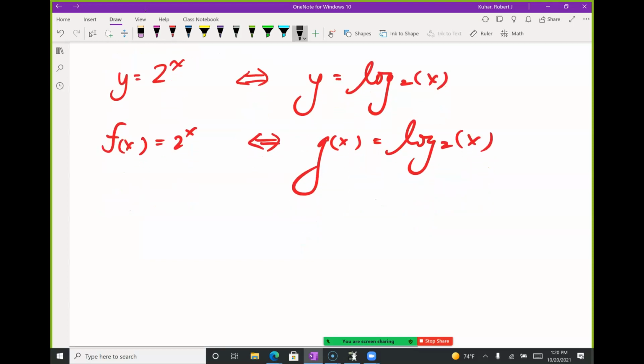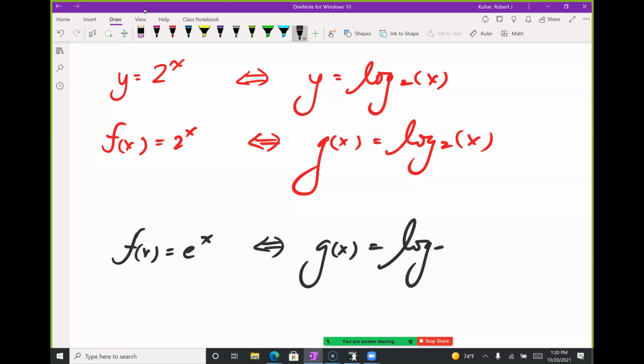But if I have f of x is e to the x, then we're saying g of x is log base e of x, but we don't write that. It's such a special number that we just write this one as ln of x, the natural log of x. And if you look at your calculator, you'll see an ln button on it, and you'll see a log button on it.